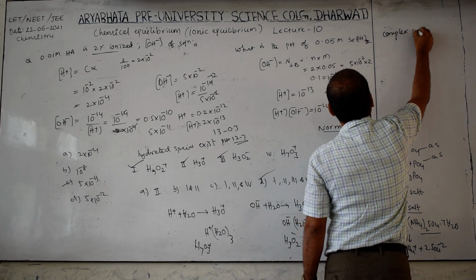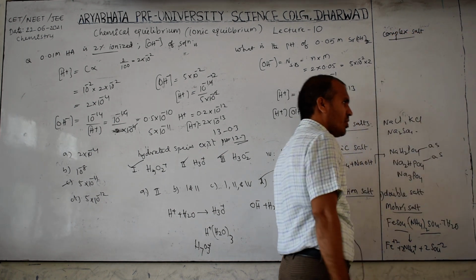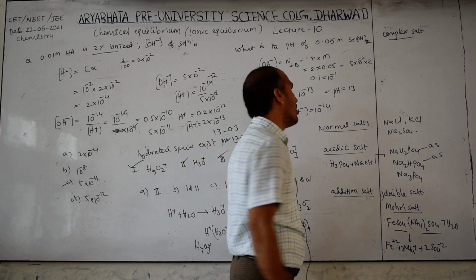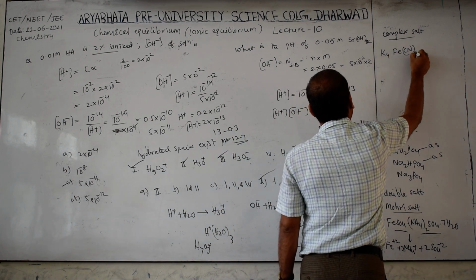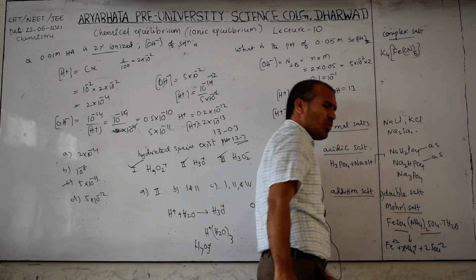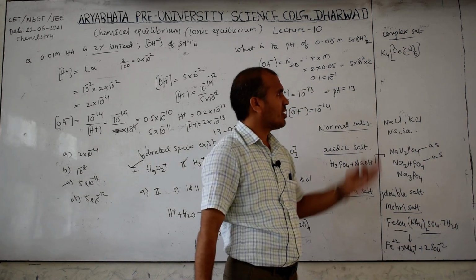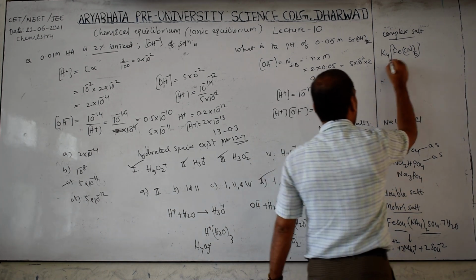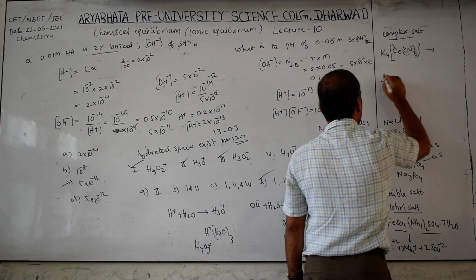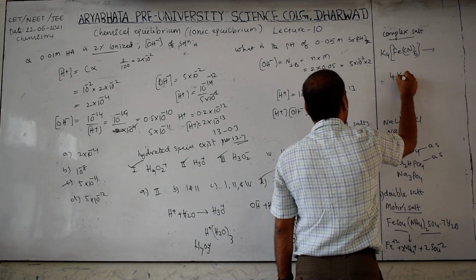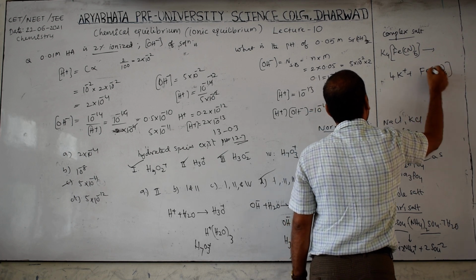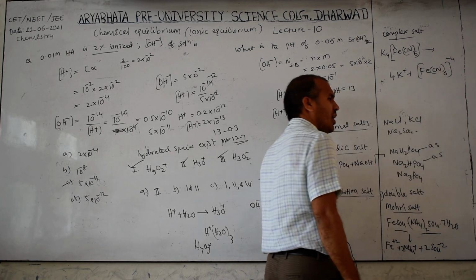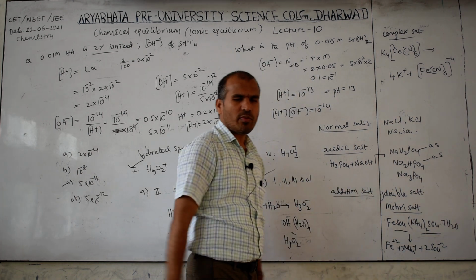Complex salt is one of the addition salts. In this addition salt, an example is K4[Fe(CN)6] that you learn in coordination chemistry, a complex compound. This is stable in solid state. When you dissolve it in water, it produces 4K+ and [Fe(CN)6]^4-.